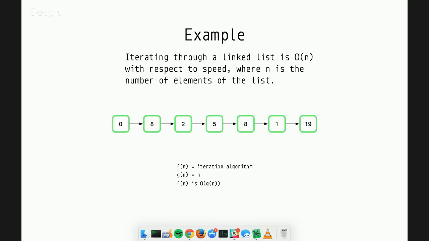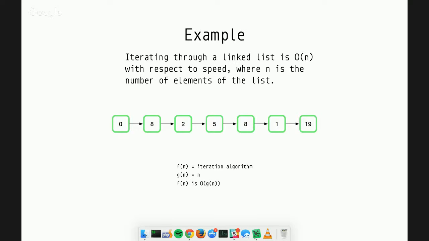And so what happens if we want to iterate through the list? We want to do something with each of these nodes here. We want to visit 0, then 8, then 2, then 5, then 8, then 1, then 19. And we want to do something with each one of these nodes. So this is an algorithm. Basically, walk through this list.